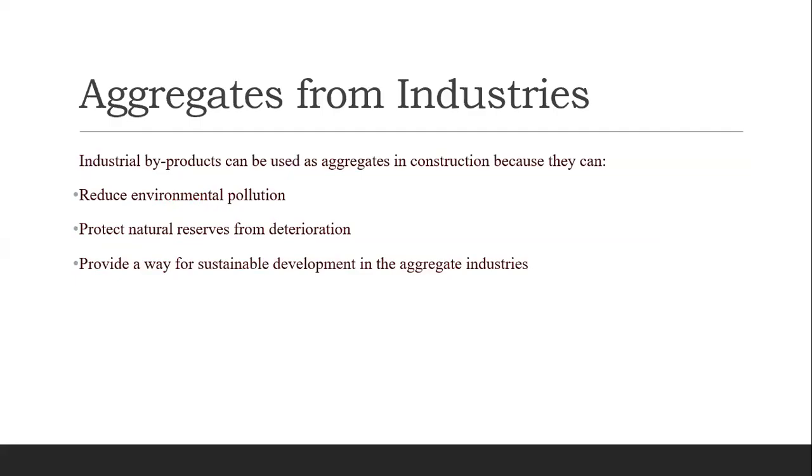And the next is aggregates from industries. The main reason why we have to use aggregates from the industries is to reduce the environmental pollution. Generally, industries will produce a large amount of byproducts which are not used properly, and they are deposited in the open barren land. If these are used for some useful products, the environmental degradation can be reduced. So for protecting the environment and reducing the environmental pollution, these industrial-based aggregates have been used in the construction sector.